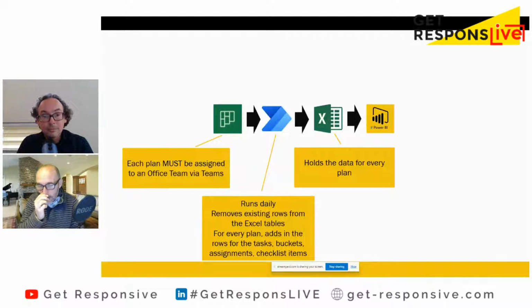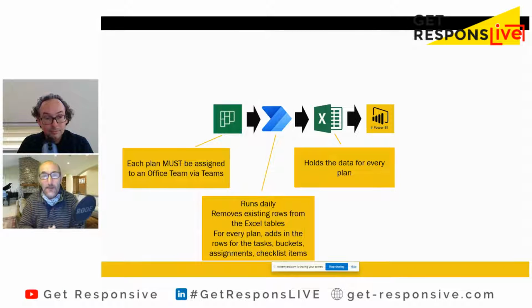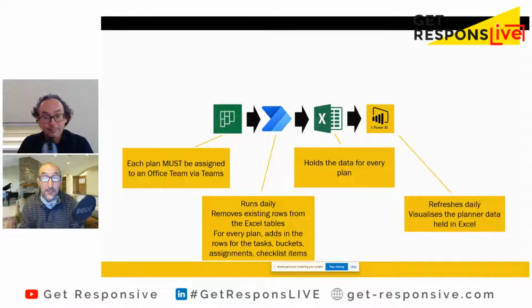So what we do is we run this every night. It removes all of the existing data from the Excel tables. We'll have a look at the Excel file. And then for every plan, it then adds in all of the data. So if you've done nothing on a file, then ultimately this is a bit of a waste of CPU, but it's the only way we can do it. The Excel file then holds the data for every plan. And then I set up a scheduled refresh in Power BI that refreshes at, say, 1 o'clock in the morning or something like that, just to give the flow time to run. Okay, so that's kind of what the flow is.